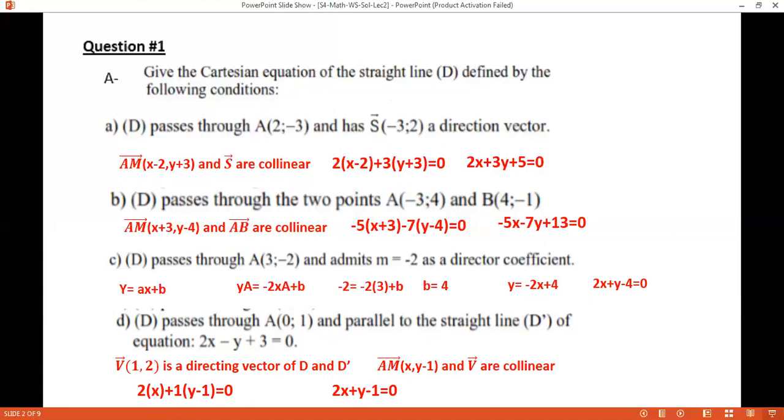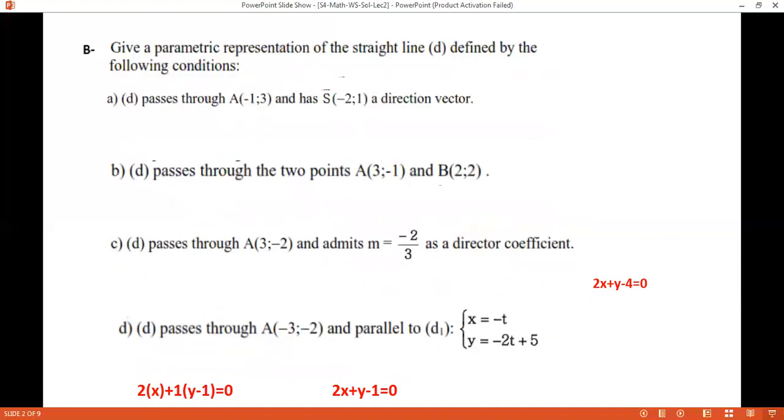Okay? So just to summarize this exercise, every time you need to make the Cartesian equation, you need two things: a directing vector and a vector that belongs to the straight line, and you apply the determinant that says xy prime minus x prime y equal to 0, and that's it.